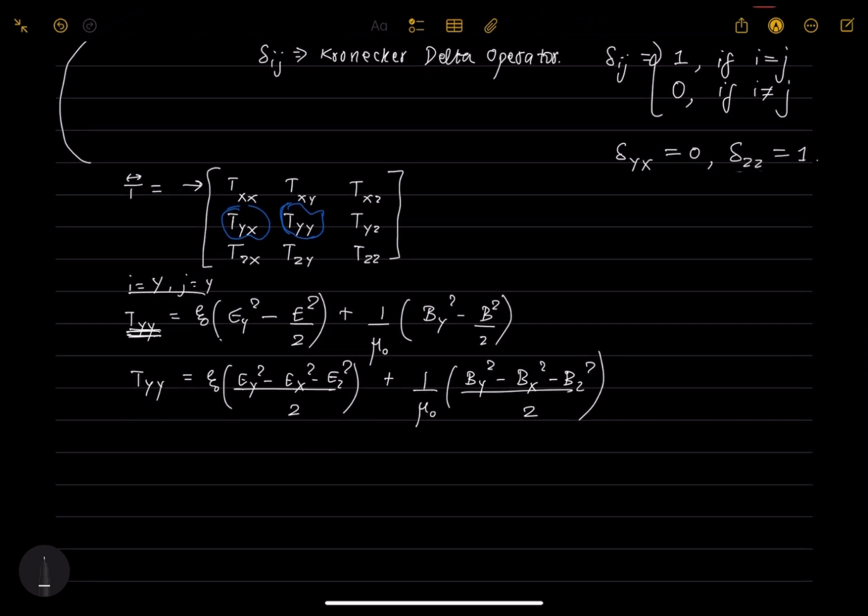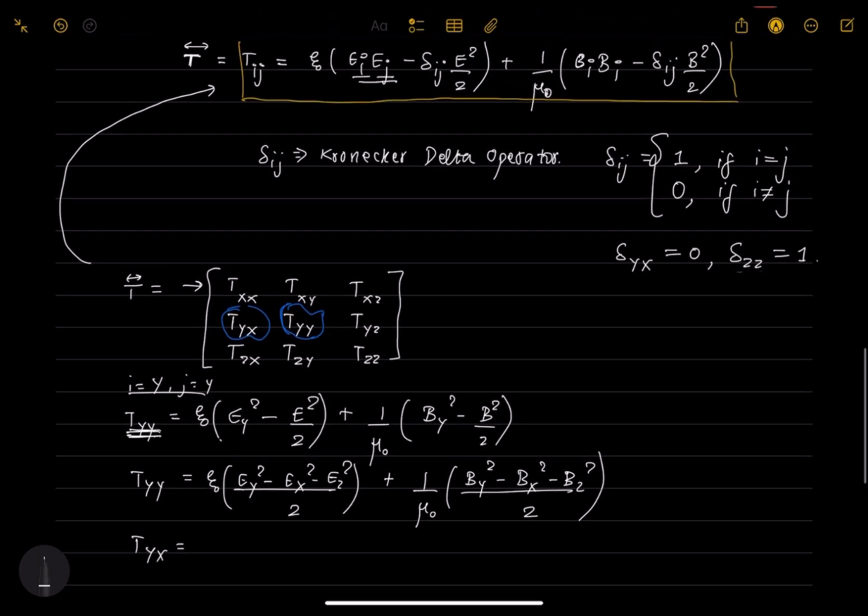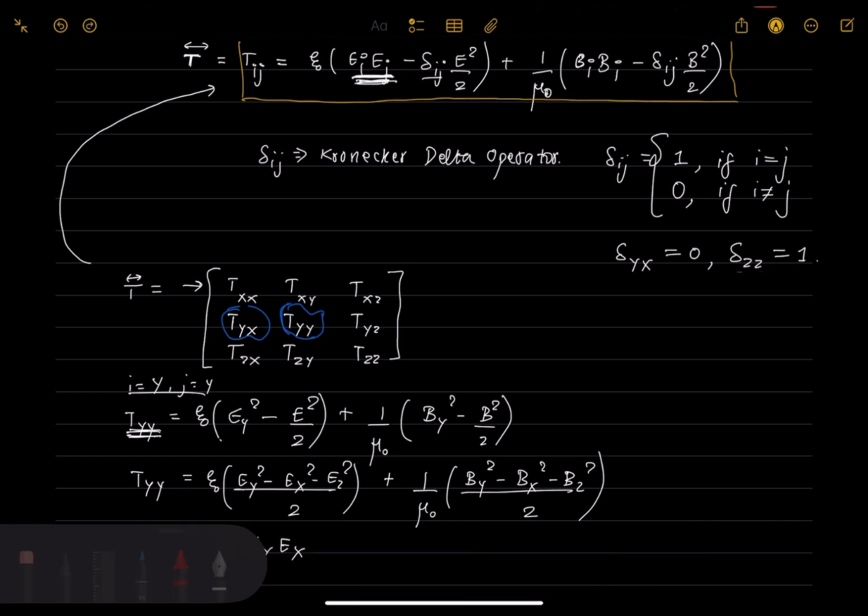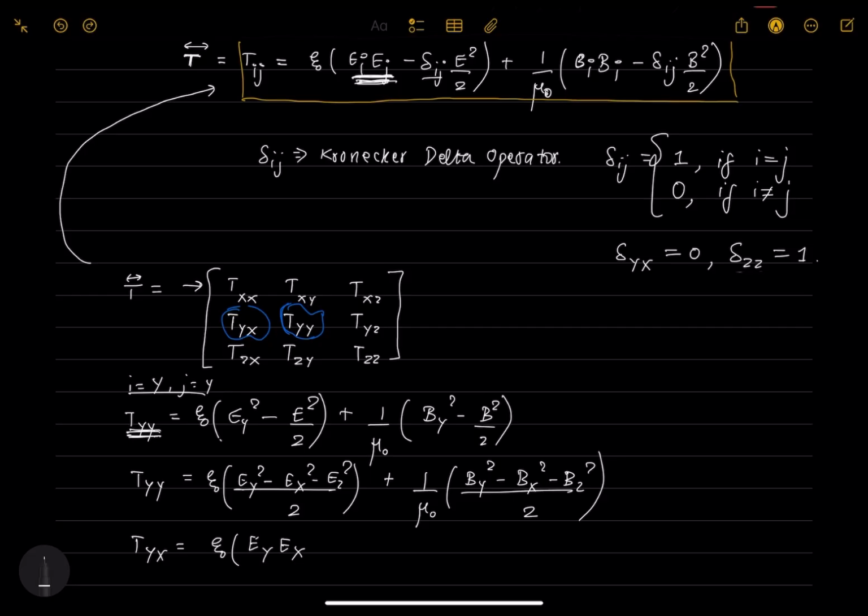And let's also talk about the tyx element. That, according to my definition, is going to be epsilon naught times, I think you can see the first term, it's just Ei times Ej. So that gives me Ey times Ex. And since the Kronecker delta is just 0 for non-symmetric i and j, this is all that the electric field terms are. And it's the same thing for the magnetic field as well.